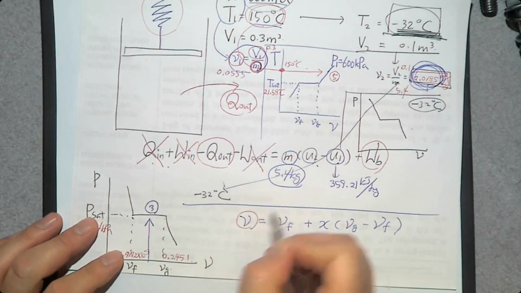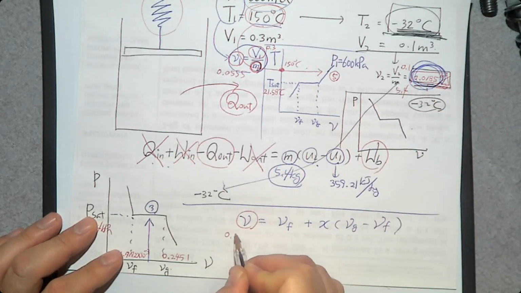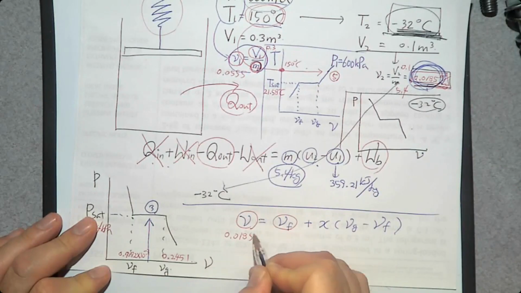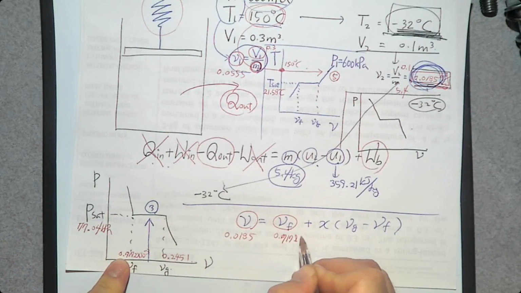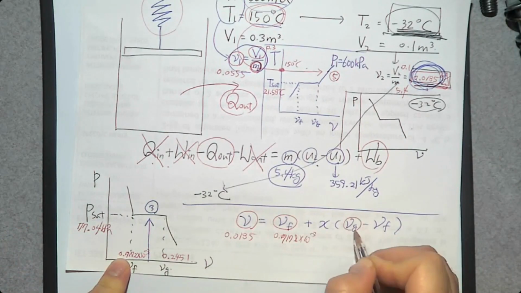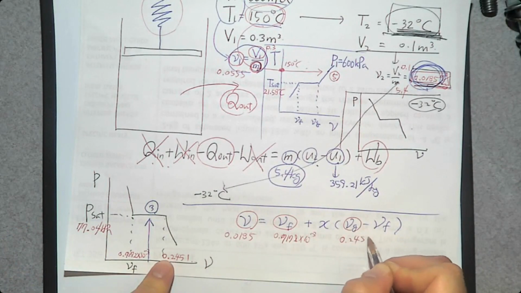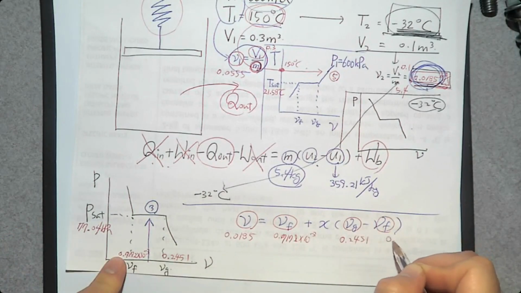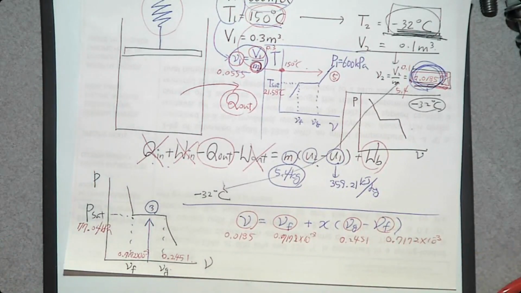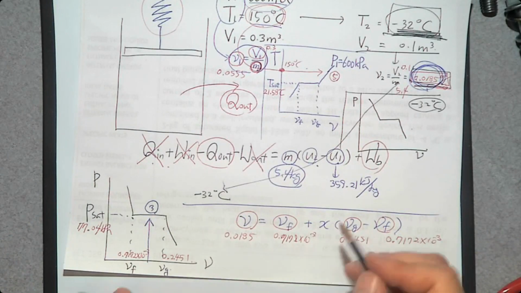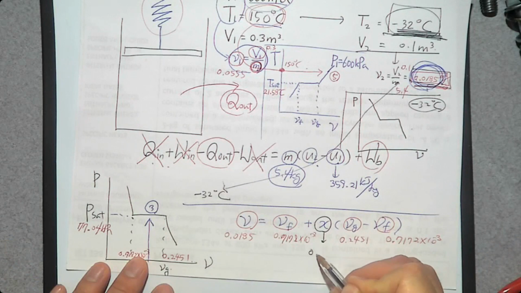So what is this v? This number, 0.0185. What about this vf? This number, 0.7172 times 10 to the minus 3. vg, this number, 0.2451. vf, this number, 0.7172 times 10 to the minus 3. Then, can you determine the quality x? Yes. And the quality x is 0.072766.